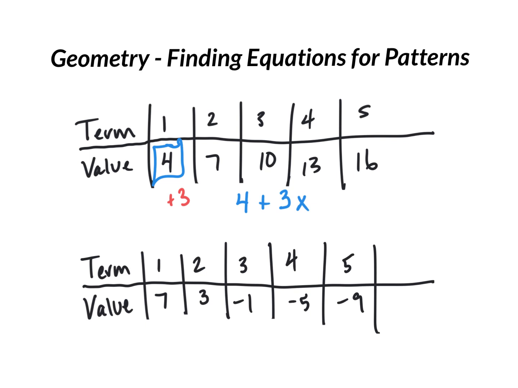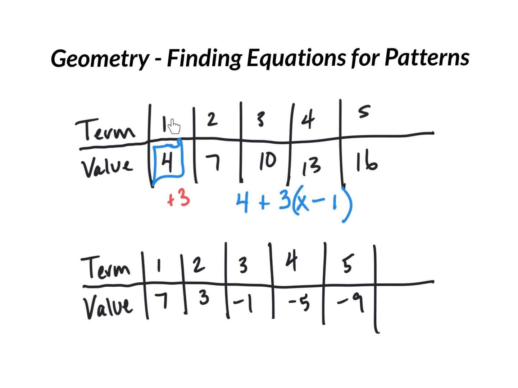And you'll notice if I plug 1 into this, 4 plus 3 times 1, I don't get the first term, I get the second. And if I plug in 2, I get 4 plus 6. Well, that's 10. I'm off. And this is easily fixed by subtracting 1 from our term. So here's what that does.